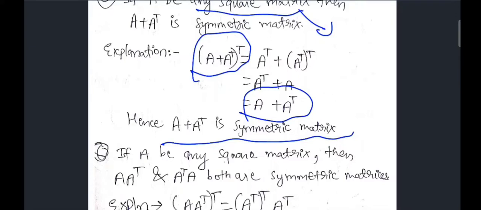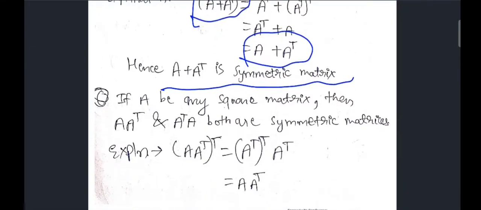Now if A is any square matrix, then A transpose A and A A transpose are both symmetric matrices. This is also quite obvious: A transpose transpose equals A, and so on. It is quite a common-sense thing, so I don't think there is any need to go through it.